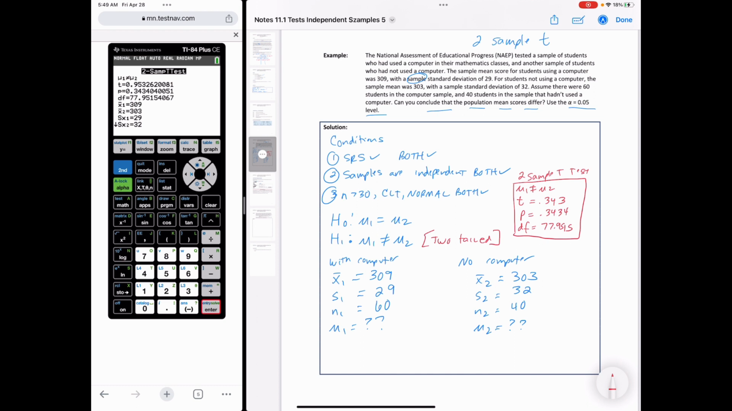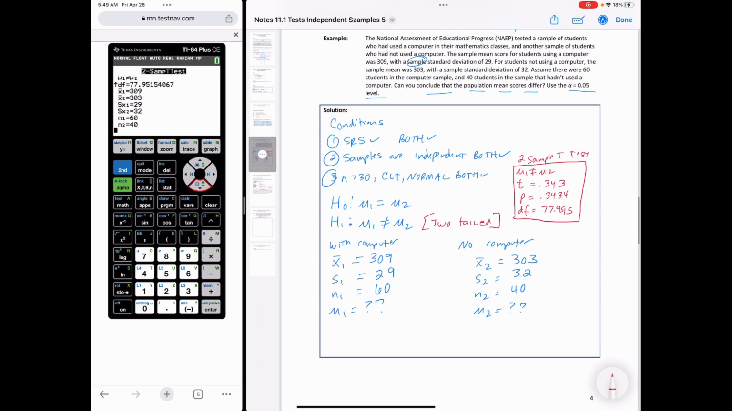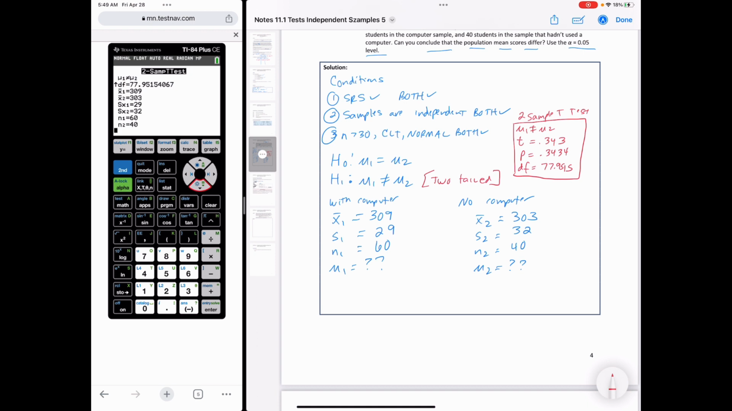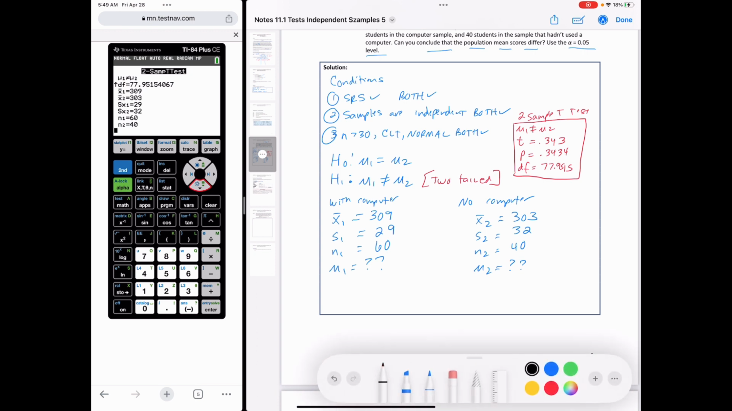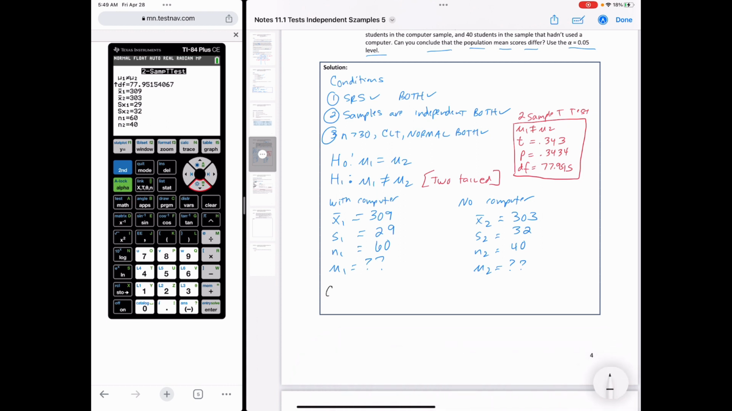All right, and the rest of it I'm not going to write because I've already got it written in my problem. If the p-value is low, H0 is going to go. This p-value is not low enough for H0 to go. So here's what I'm going to say for my conclusion. I'm going to say since our p-value of 0.3434 is greater than alpha equals 0.05, we will fail to reject H0.